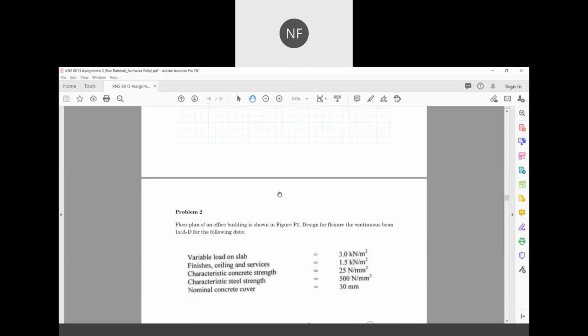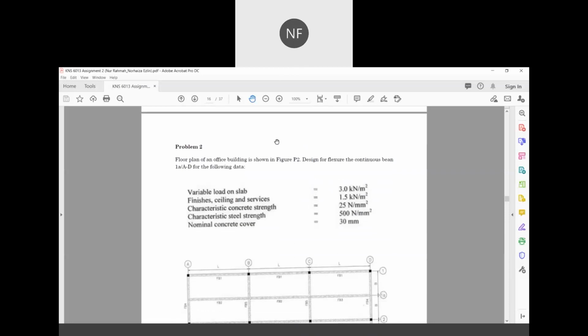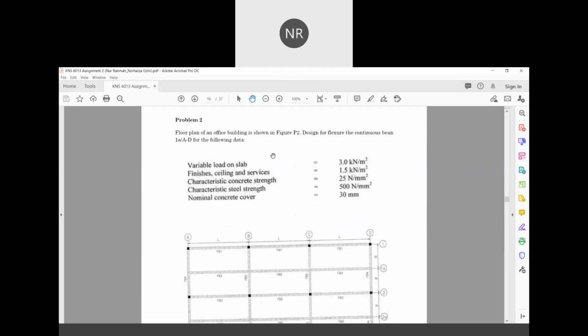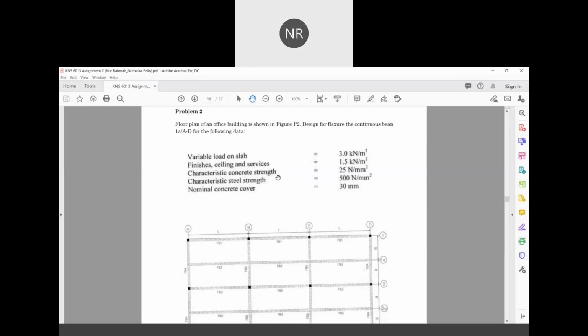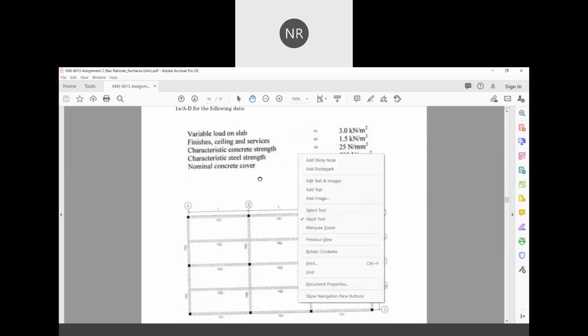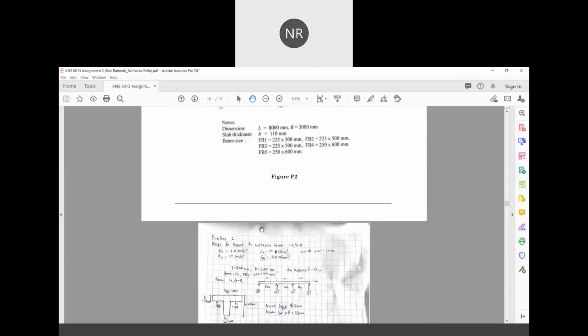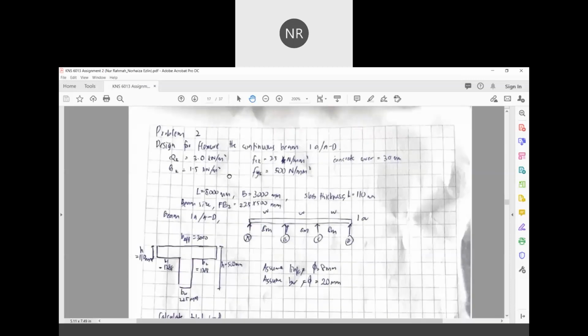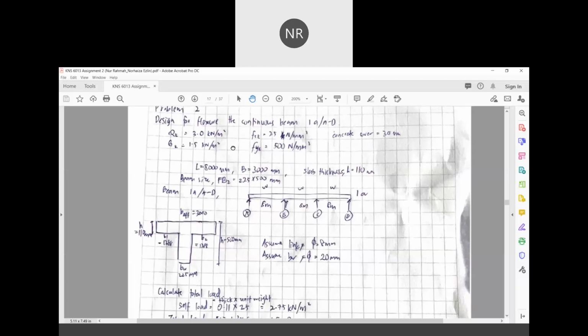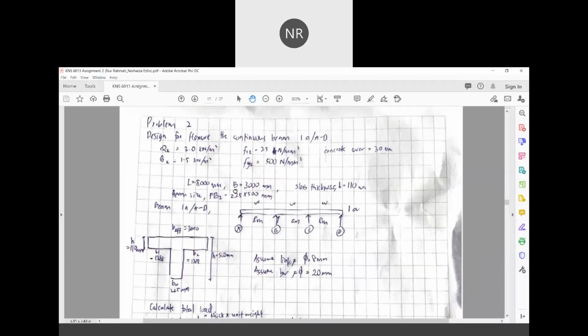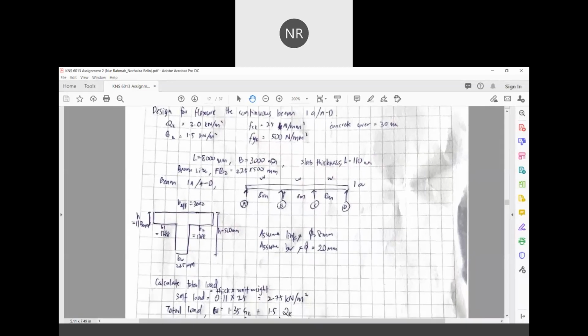Okay, then we move on to the next problem. Given the details of the office building as shown on the screen, for the calculation we need to identify the design of the structure for continuous beam 1A, A to B.